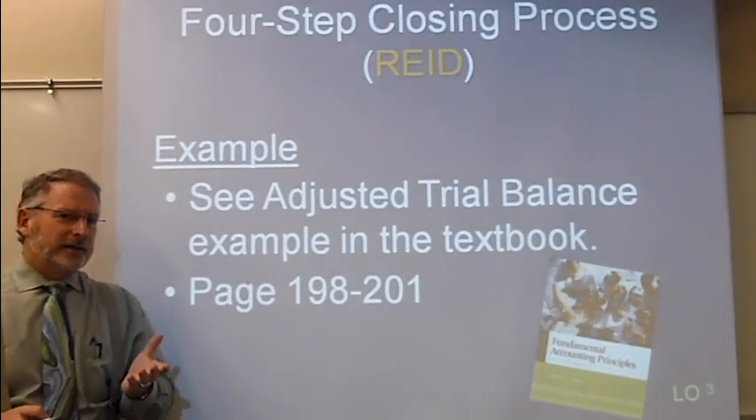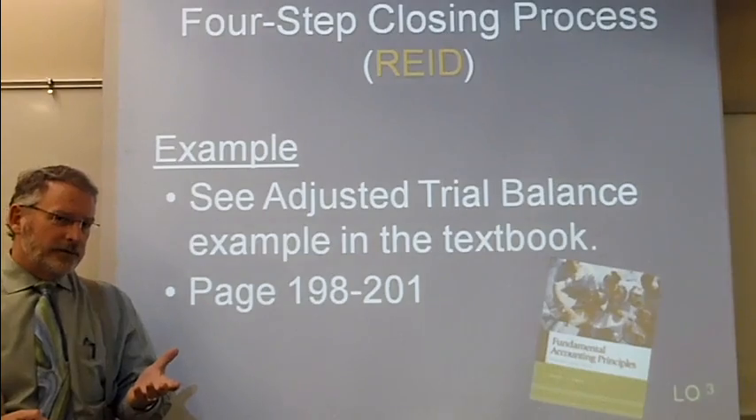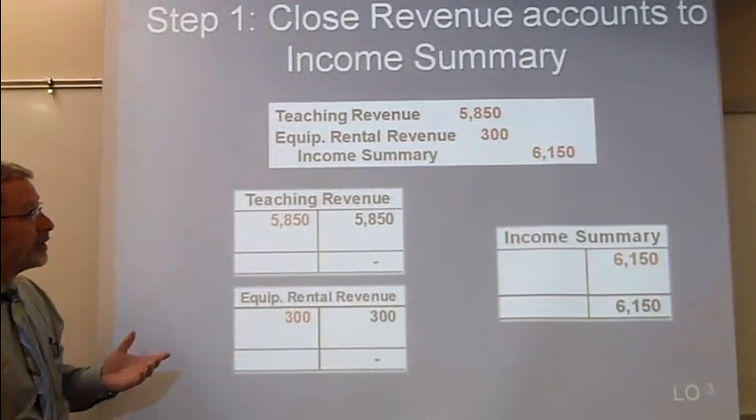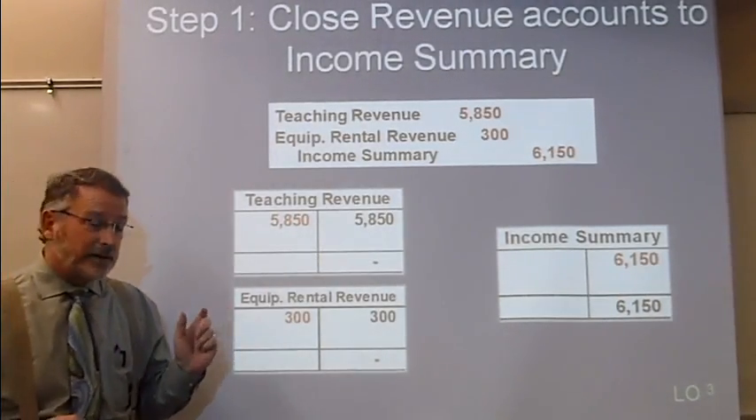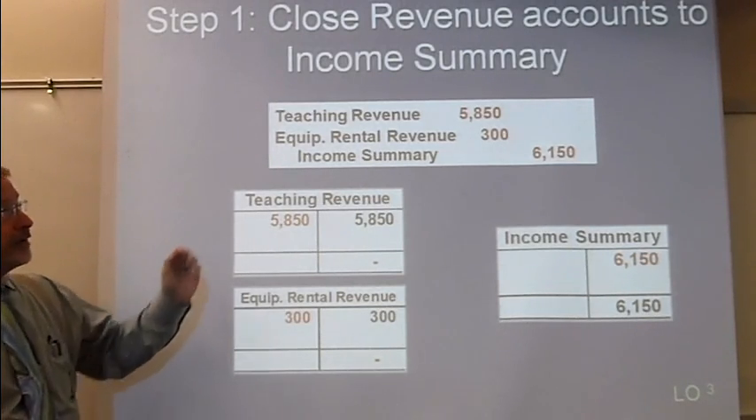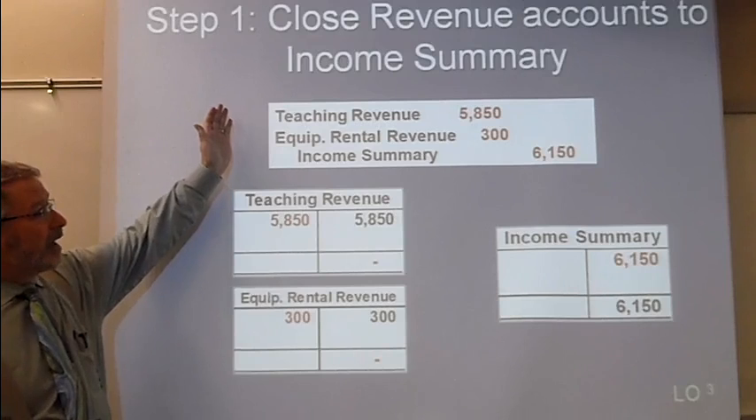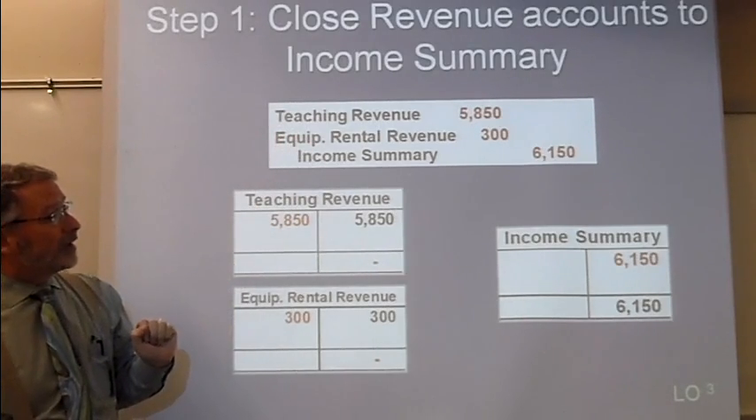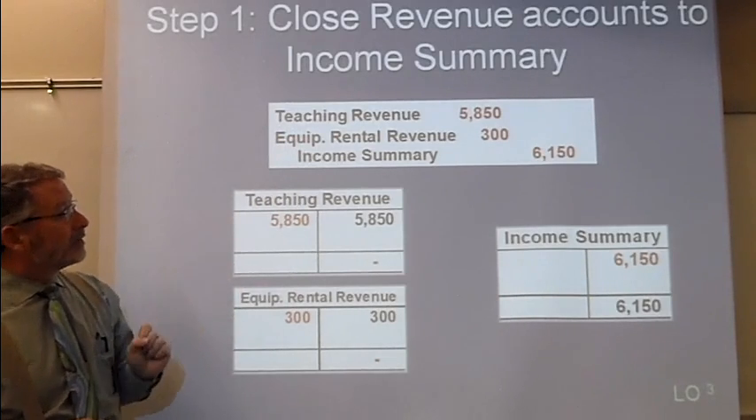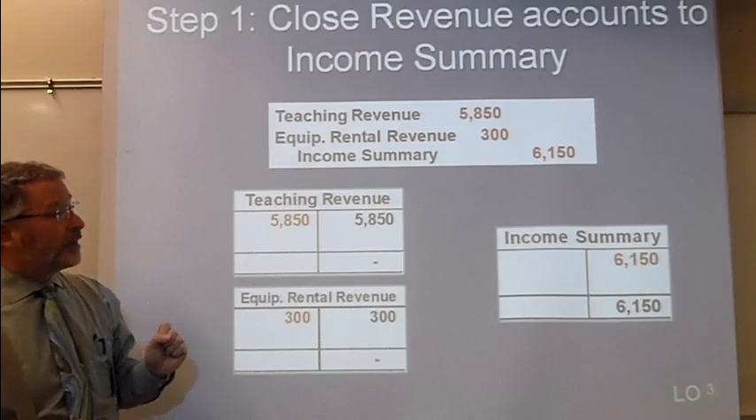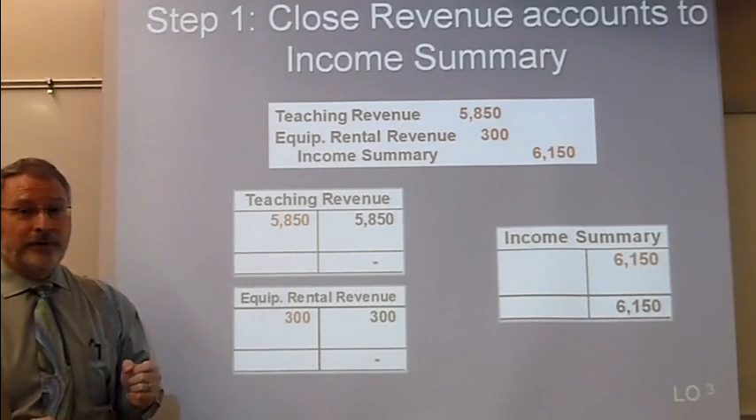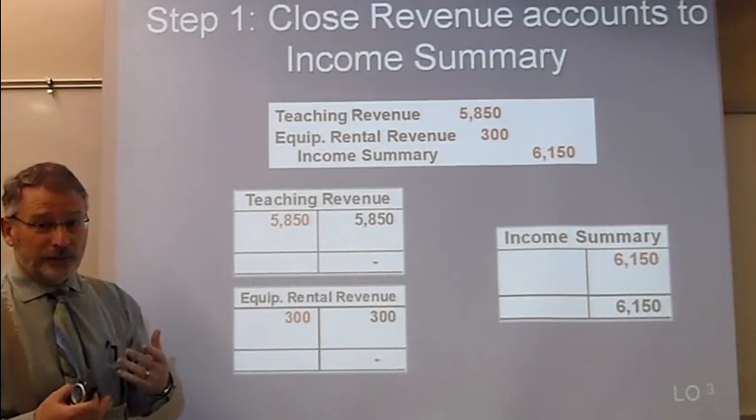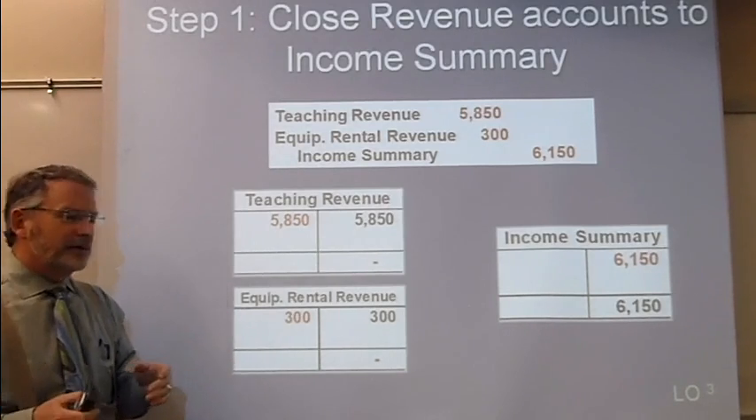So REID, that's the closing entry acronym, starts with closing the revenue accounts into the income summary account. So this is the journal entry that results from that, where we debit teaching revenue for $5,850 and debit equipment rental revenue for $300 and credit income summary for $6,150, being the total of those two. So our debits equal our credits like they're supposed to.